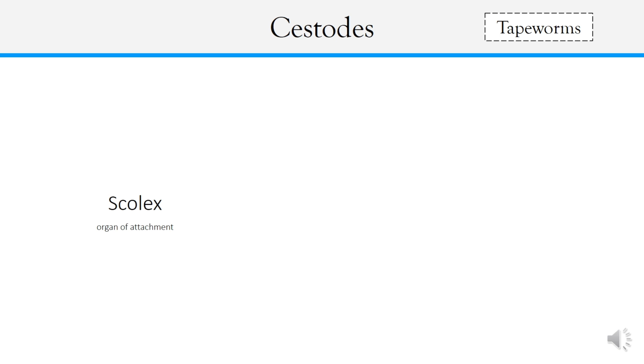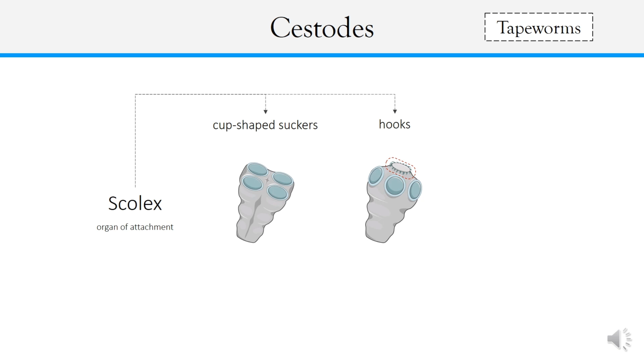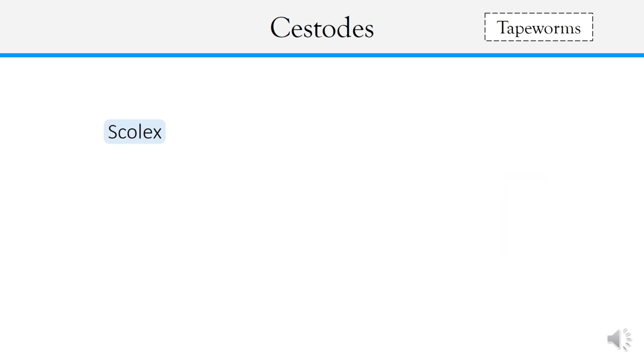The scolex is actually the organ of attachment of this parasite, and it may be equipped with cup-shaped suckers, like this, or with hooks, like this. Also, there may be so-called grooved suckers or botria, like this. What else should we know about the scolex?